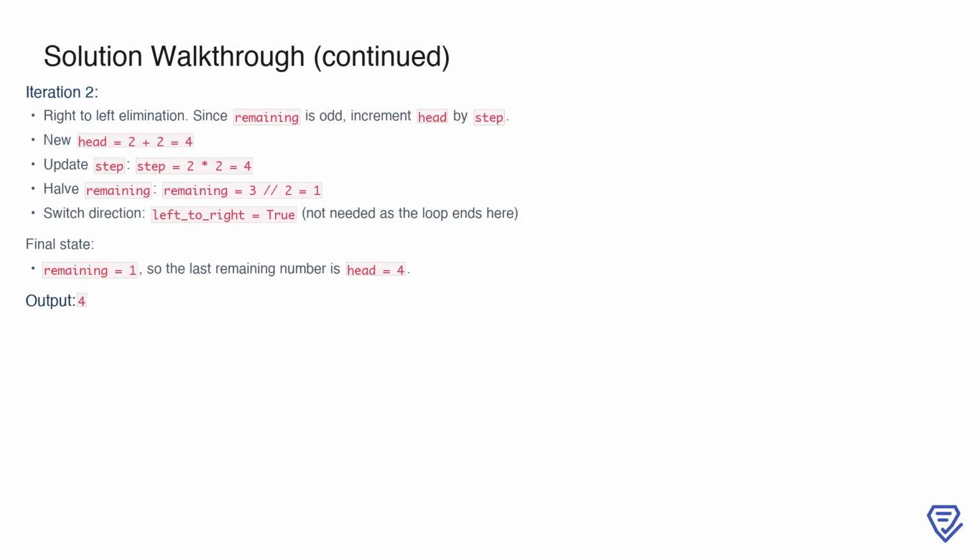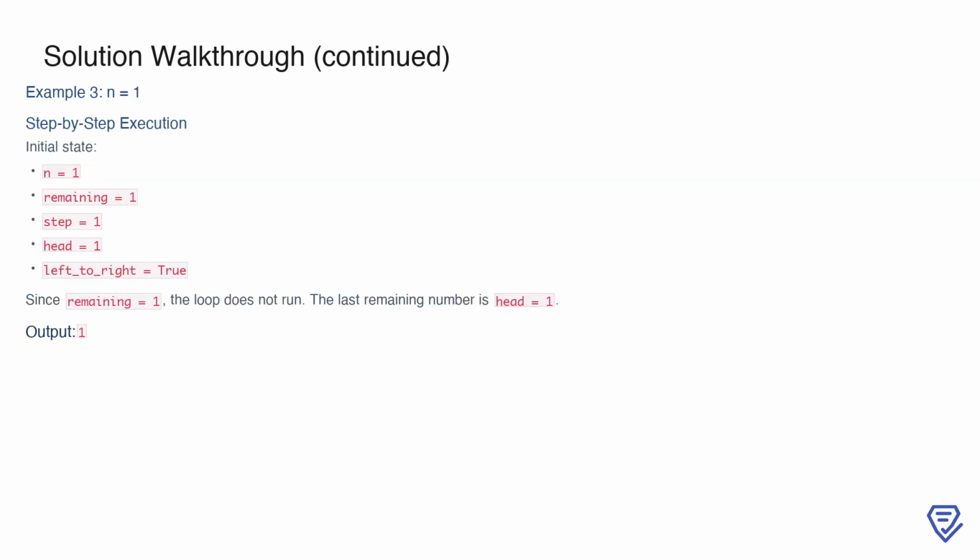In the second iteration, elimination occurs from right to left. Since the number of remaining elements is odd, the head is incremented by the step size. This makes the new head equal to 2 plus 2, which is 4. The step size is doubled again to 4, and the number of remaining elements is halved to 1. At this point, the loop ends, as there is only one element left. The final state shows that the last remaining number is 4.